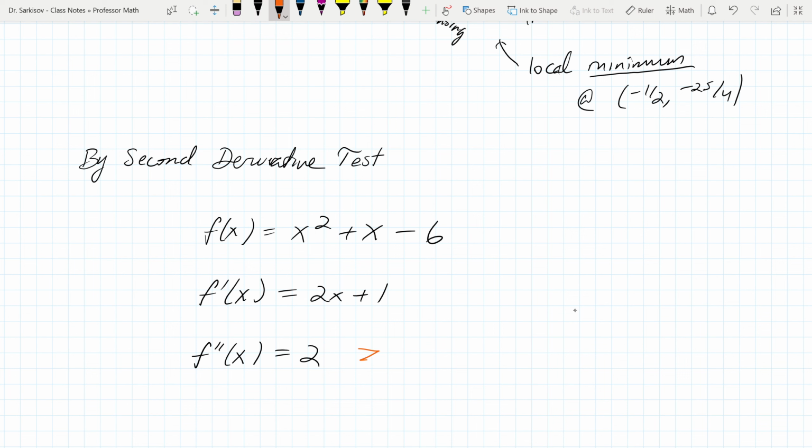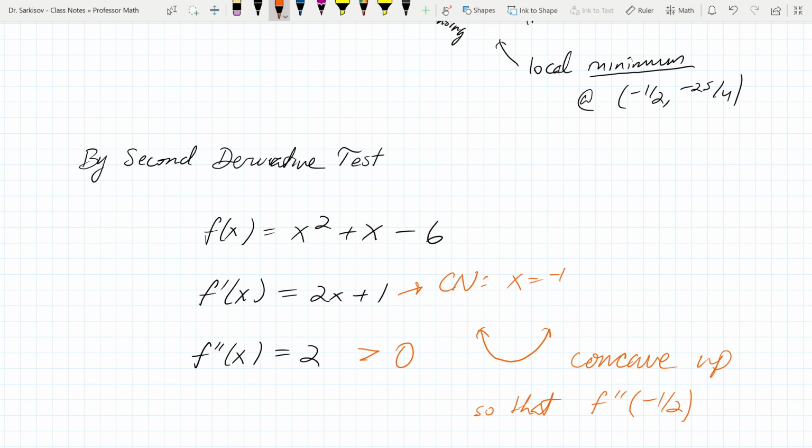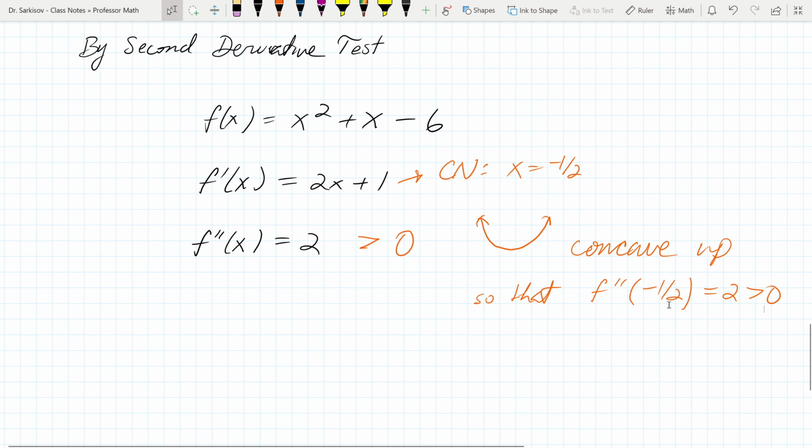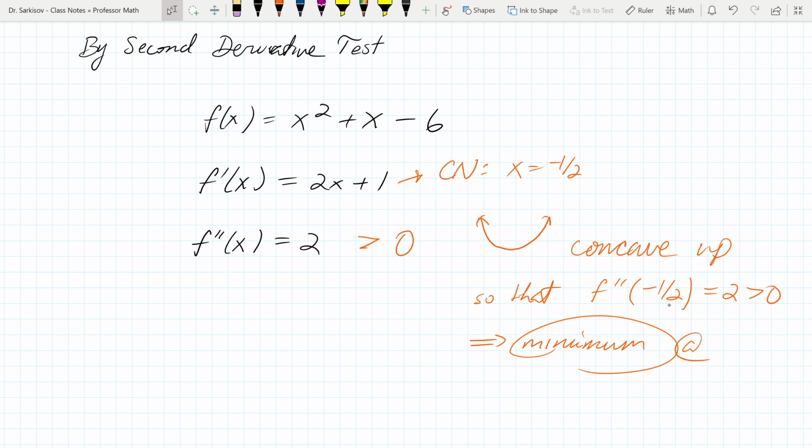Now what do we care about with the 2? That it's bigger than 0, right? And that means it's concave up, the shape of an upward parabola. And it's concave up everywhere, so even f double prime of negative 1/2, because the critical number was x equal to negative 1/2, is still bigger than 0. It's equal to 2, bigger than 0, and so it's concave up there, meaning that it has to be a minimum, not a maximum, but a minimum.